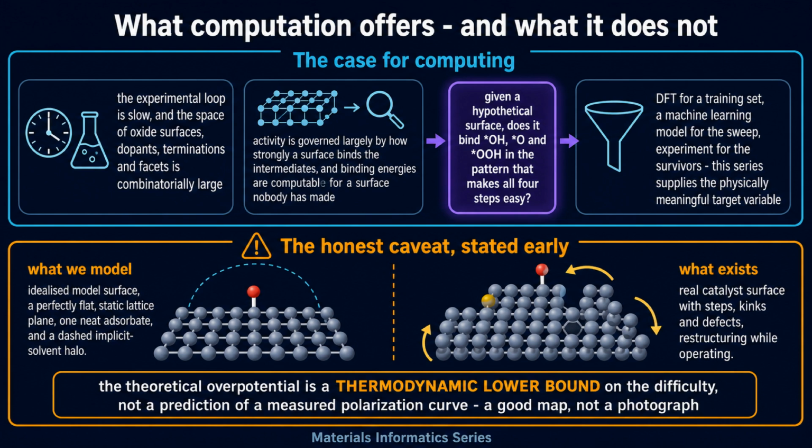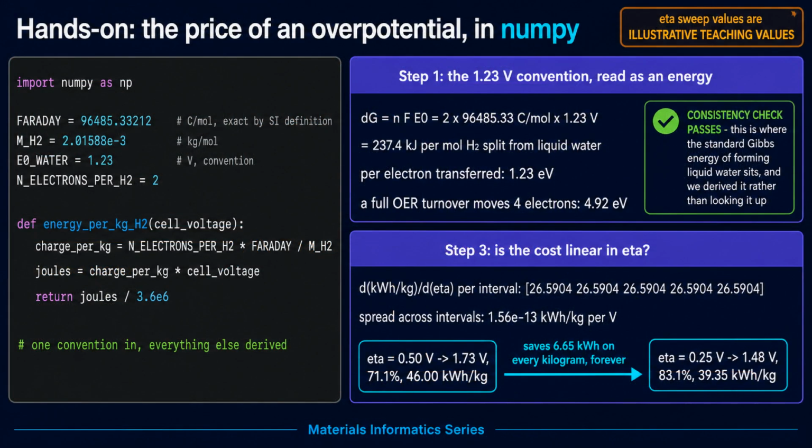Now the caveat. We model a flat, perfect, static facet with approximate solvent, while real catalysts have steps, kinks, defects, and restructure while operating. What we compute is a thermodynamic lower bound on difficulty, not a measured polarization curve. The code takes only the Faraday constant, the molar mass of hydrogen, and the 1.23-volt convention, and derives everything else. Running delta G equals nFE forward gives 237.4 kilojoules per mole of hydrogen, exactly where the standard Gibbs energy of forming liquid water sits. We did not look that up, we derived it.